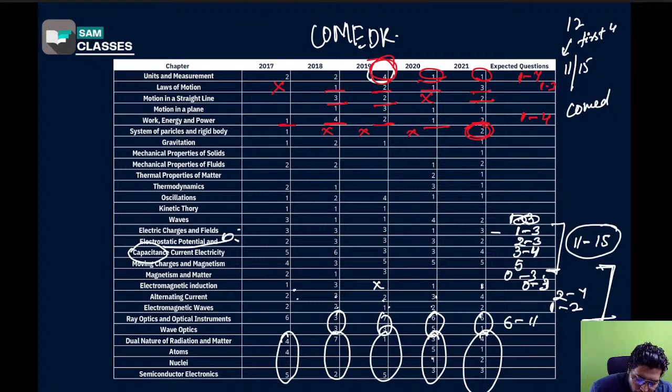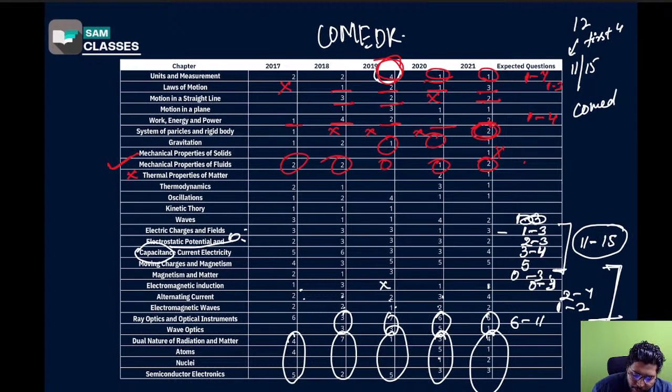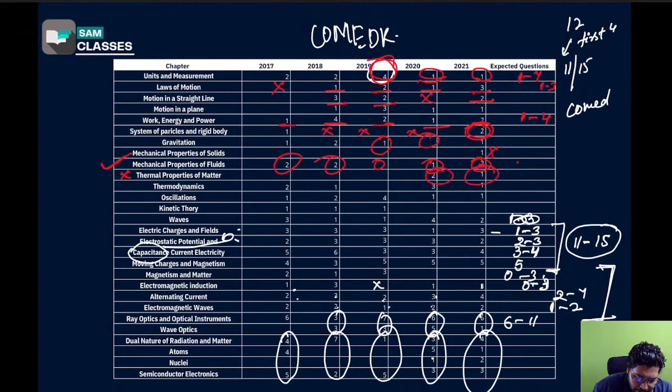Gravitation, you can skip, 1 mark or nil marks also. Solids, you can skip. Fluids, you don't have to skip; 1 mark, 2 mark, 1 mark, 2 mark, so basically you should do it. Thermal properties of matter, you can skip. If you want, you can keep, because in between they have skipped it. Thermo, you have to do it.